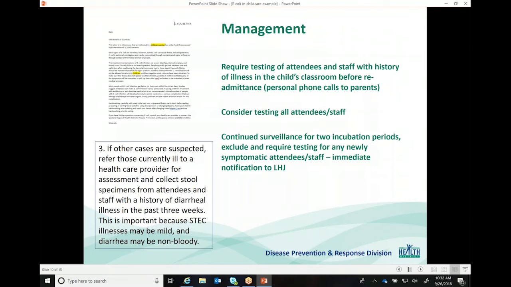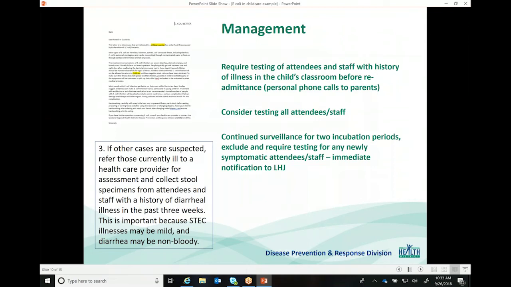And the same would be true for all newly ill individuals through the next 2 incubation periods. Anybody who becomes newly ill with diarrhea should stay home and be tested and not allowed to return until they can test negative. And again, I would be the one to directly communicate that to parents rather than relying on the center leadership. This can really be a hardship for some families in the center, as you can imagine, and it's really important to maintain crisp and timely communication.